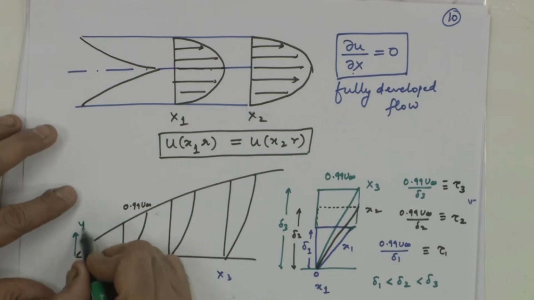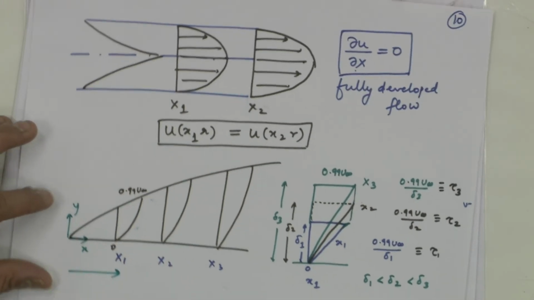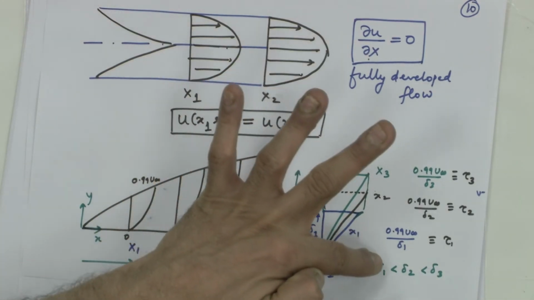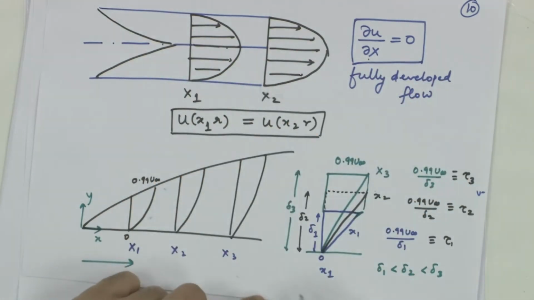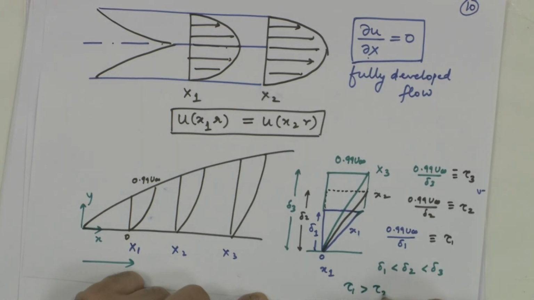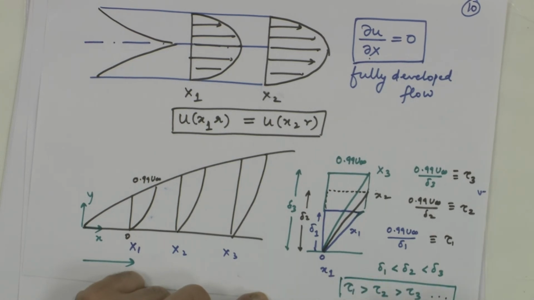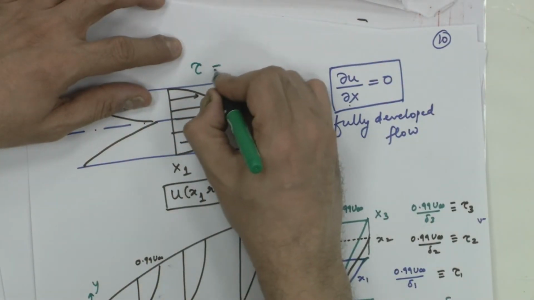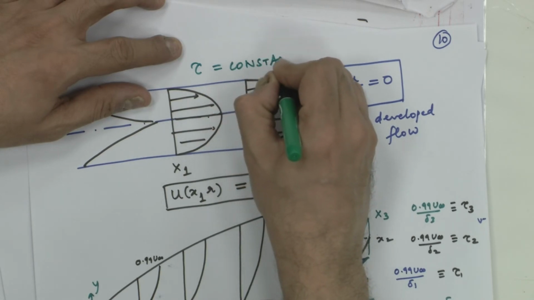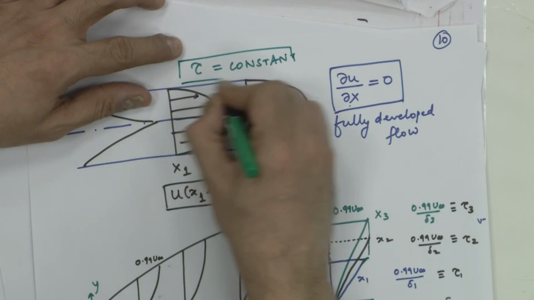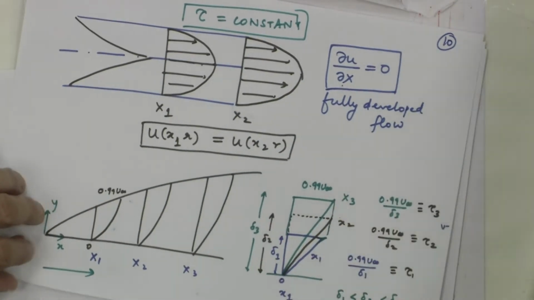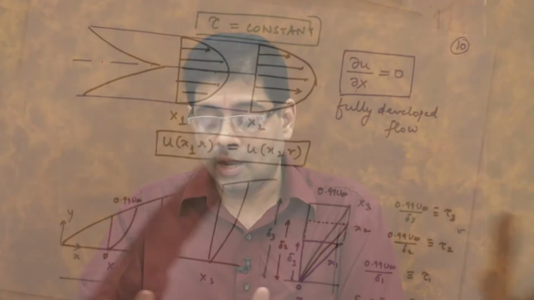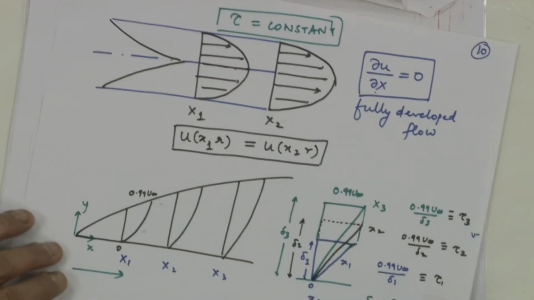This is my flow direction. As I move along the flow direction, delta is increasing, and delta appears in the denominator. So, the shear stress is going on decreasing, whereas here shear stress is equal to constant. I hope you are able to appreciate this thing again. Shear stress is constant here, and shear stress is going on decreasing as I move along the flow direction.